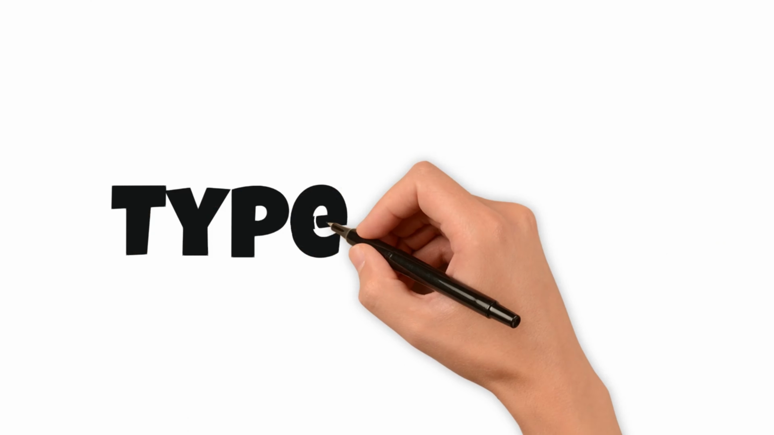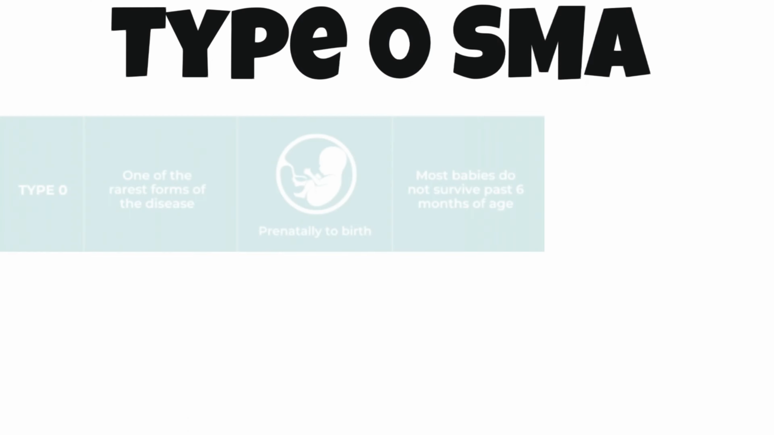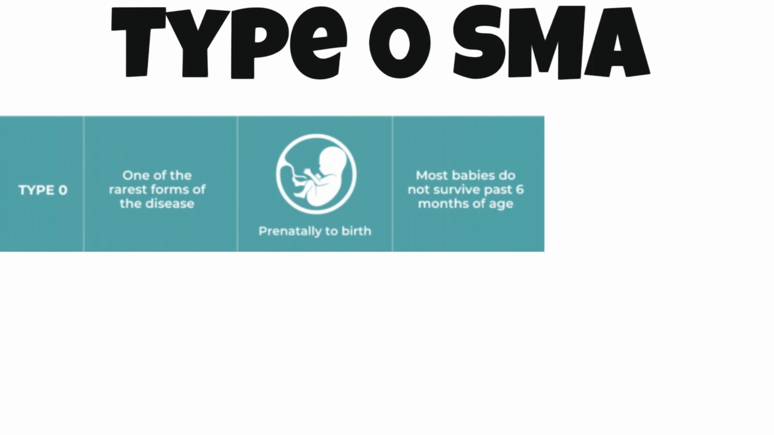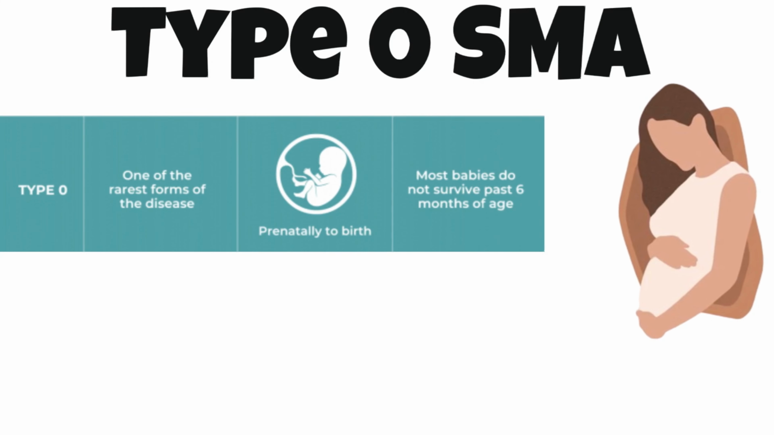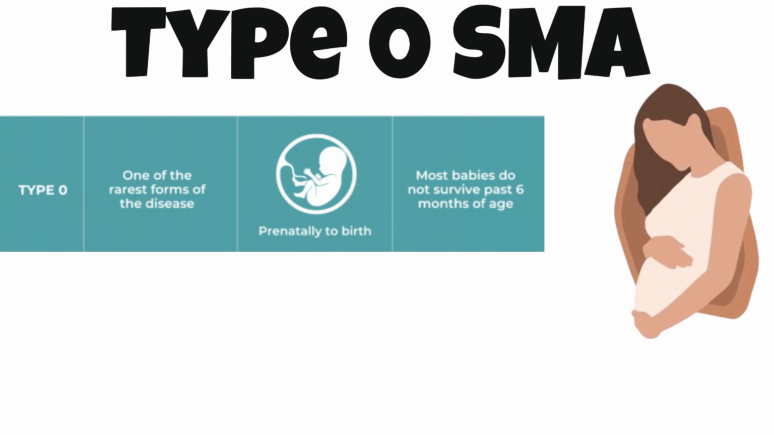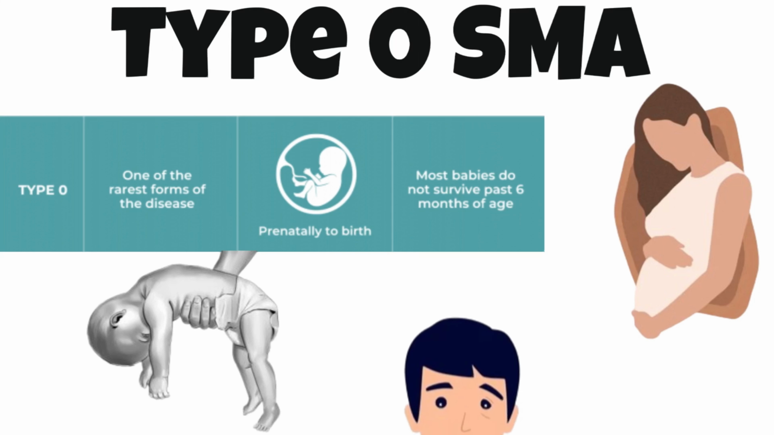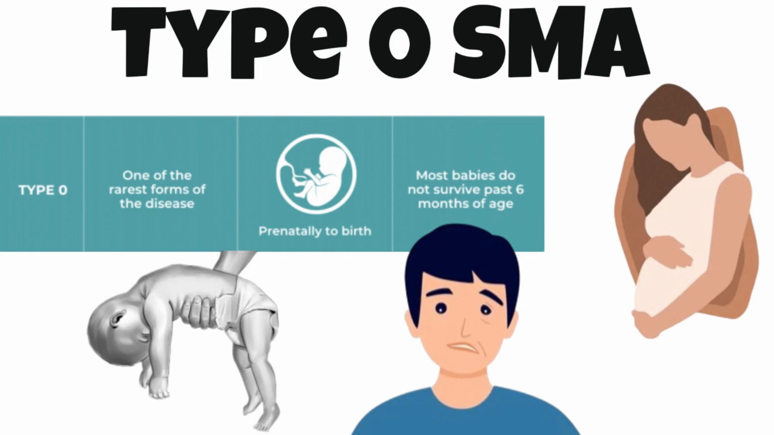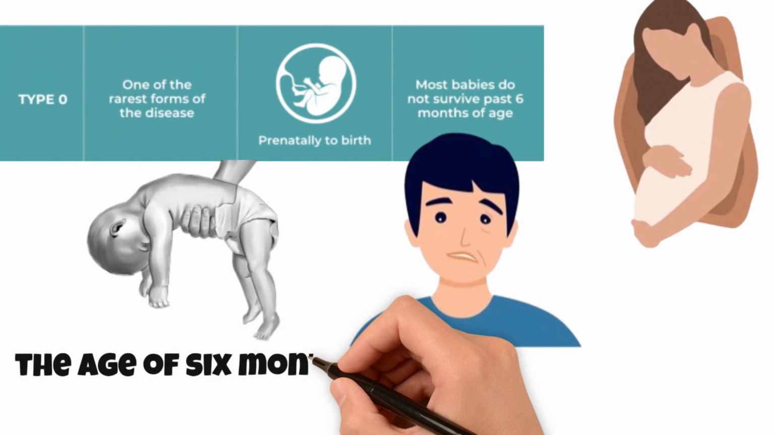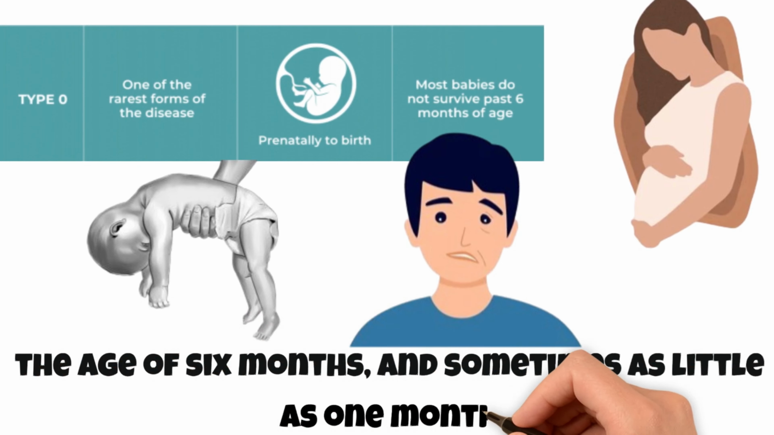Type 0 SMA. SMA type 0 is distinguished by a decrease in fetal movement throughout pregnancy. At birth, people with SMA type 0 have significant weakness and hypotonia. Frequently, these patients exhibit a lack of response to stimuli, facial diplegia, which is also facial paralysis, and congenital cardiac abnormalities. Patients with type 0 SMA die by the age of 6 months and sometimes as early as 1 month.